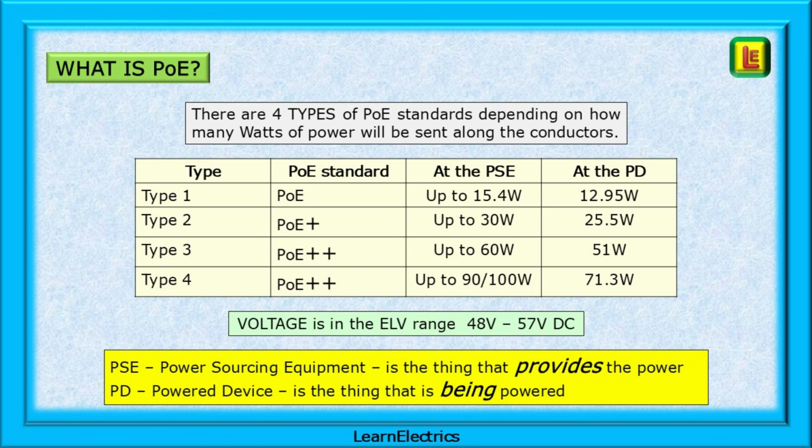There are currently 4 types of PoE standards depending on how many watts of power will be sent along the conductors, and the table below shows these. Type 1 is simply called PoE, and the table shows how many watts can be passed along the conductors. Type 2 is called PoE+, and types 3 and 4 are PoE++.